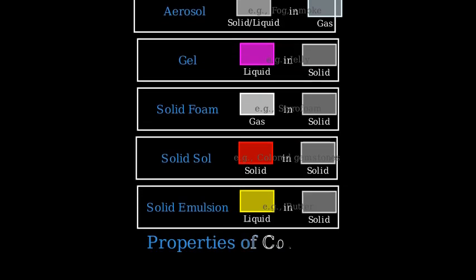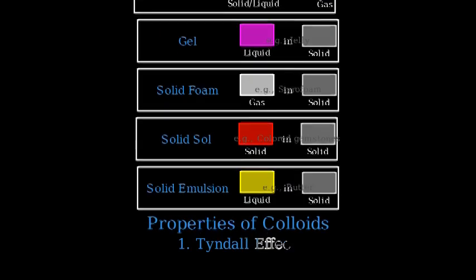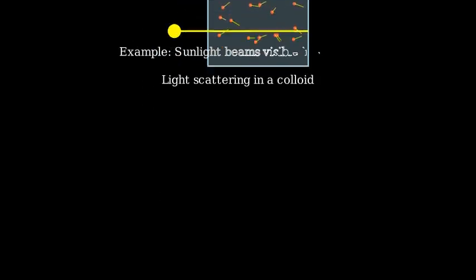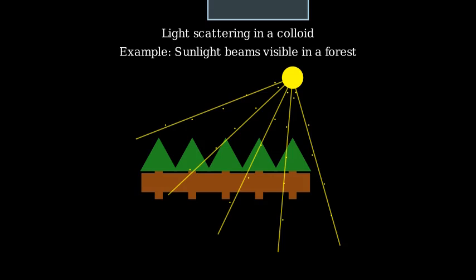Now, let's discuss the important properties of colloids that make them so unique. 1. The Tyndall effect. When light passes through a colloidal solution, it gets scattered by the colloidal particles. This scattering of light makes the path of light visible. This effect is named after John Tyndall and can be observed when sunlight passes through a forest. You can see beams of light due to this scattering.